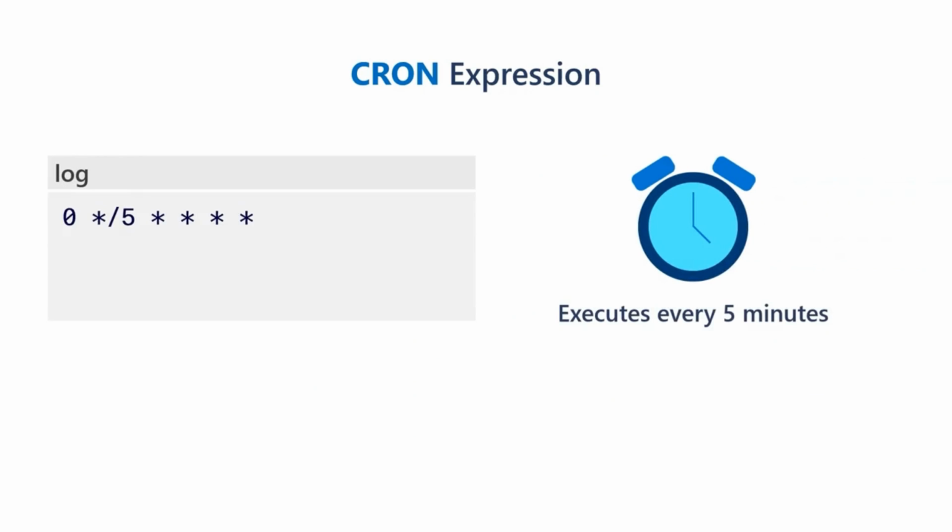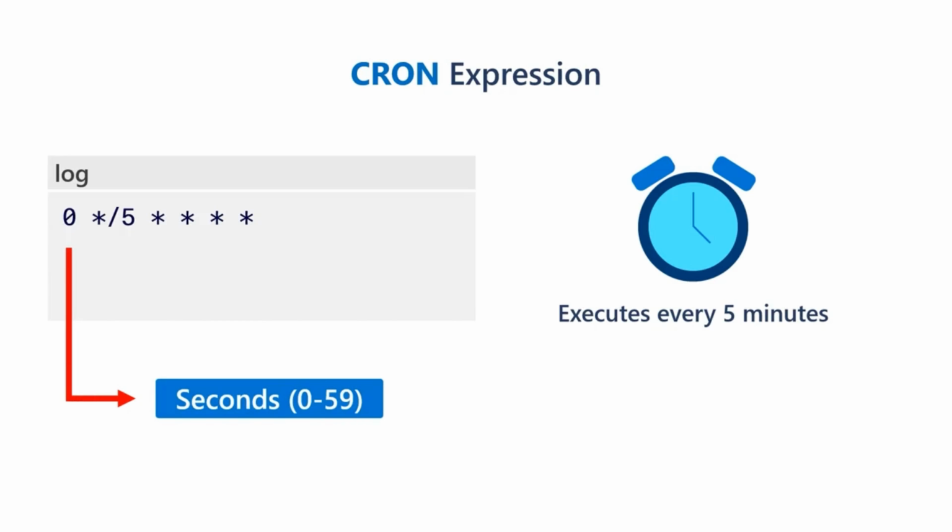Let's revisit our example of a cron expression to create a trigger that executes every 5 minutes. There are 6 fields that we have to pay attention to. The first field represents seconds. This field supports the values 0 to 59. Because the field contains a 0, it selects the first possible value, which is 1 second.